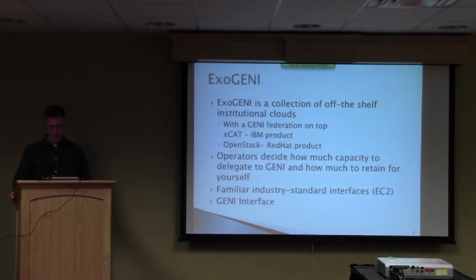ExoGENI itself is a collection of off-the-shelf institutional clouds. In terms of open source software, what makes up most of what we do in that part is OpenStack, and also xCAT. xCAT is used for provisioning. 2 of those 10 worker nodes are used just in bare metal fashion. And xCAT is used for OpenStack, which provisions the VMs within the other worker nodes.